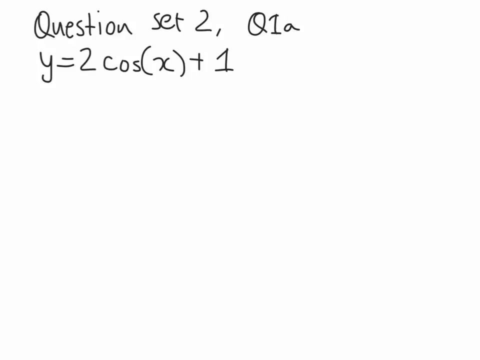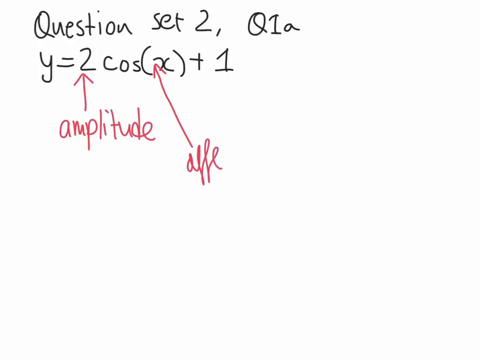Okay, so this question asks us to plot the graph of y equals 2 cos x plus 1. Now, we have to remember what different parts of this equation mean. So the number out in front of the cos, sine or tan is the amplitude. Then if there's a number next to the variable inside the cos, sine or tan brackets, that's going to affect the period.